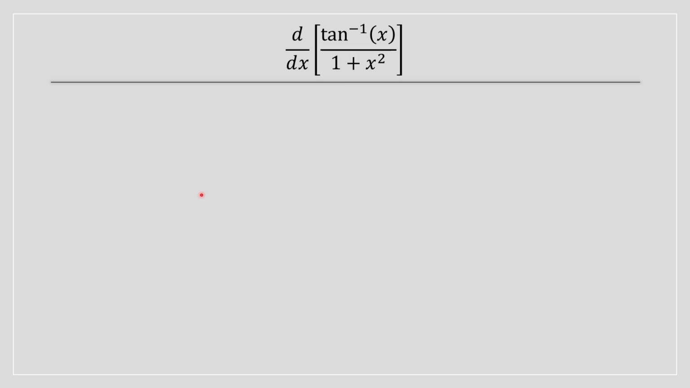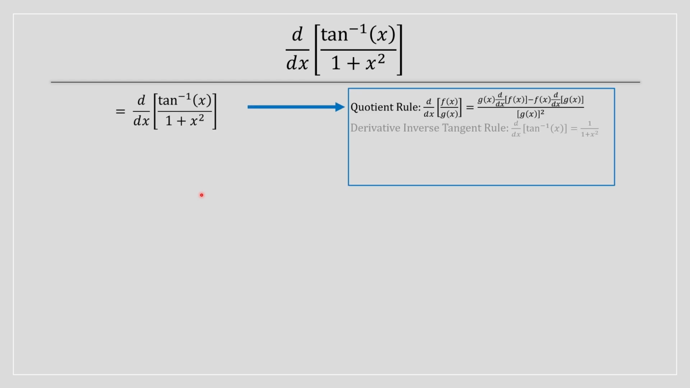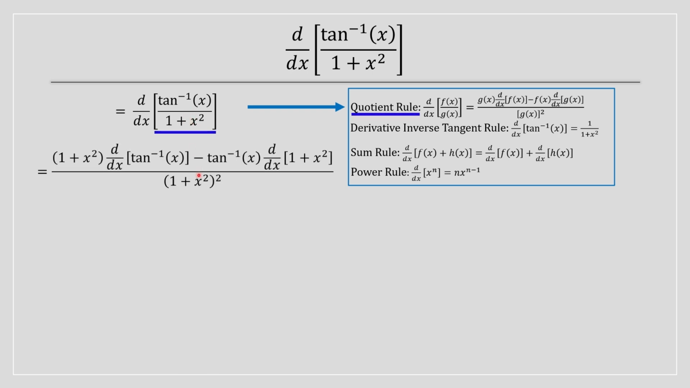Okay, so this is question 45 over here. And we have to apply the quotient rule because there's a function being divided by another function. As you can see over here, we apply the quotient rule. You have to do the derivative of the arctangent, or the inverse tangent. And the next step is applying the sum rule here because we have a plus symbol.